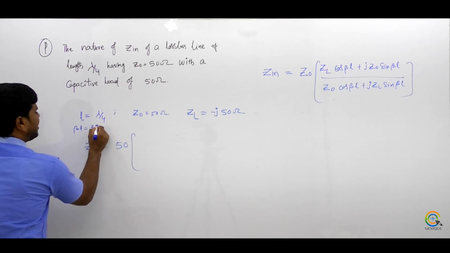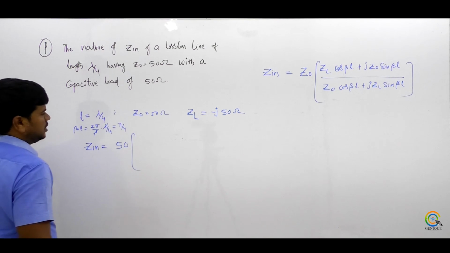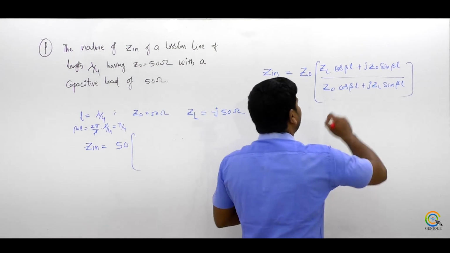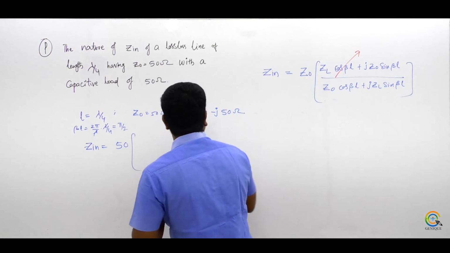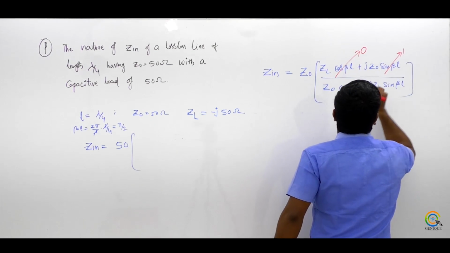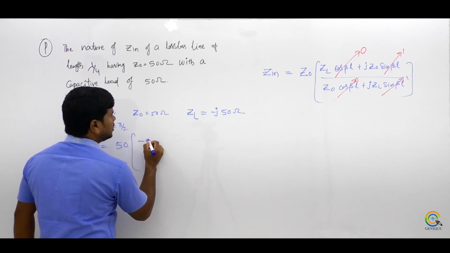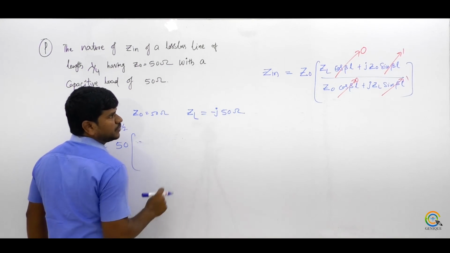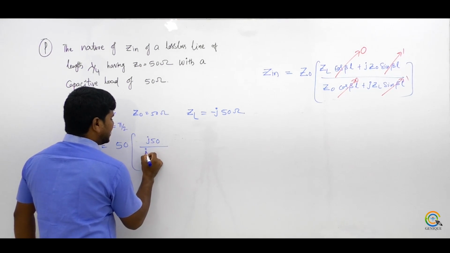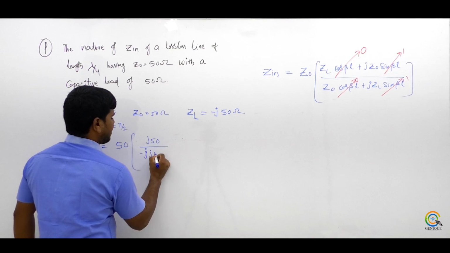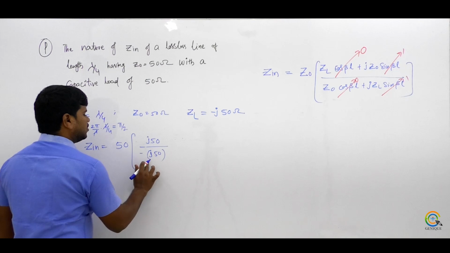Beta L is equal to 2 pi by lambda into lambda by 4. Lambda gets cancelled, so beta L is pi by 4. Wait, for the lambda by 4 line, beta L is pi by 2, so cos is 0 and sin is 1. So 50 into ZL into 0 vanishes, and you only get the component jZ0 times j50, divided by jZL, which is minus j50 times j.